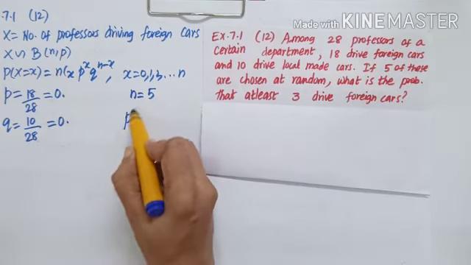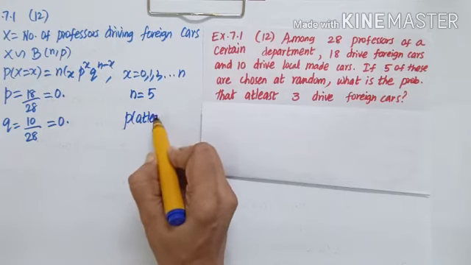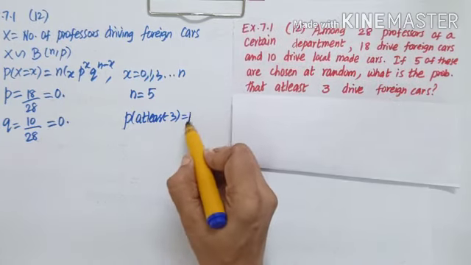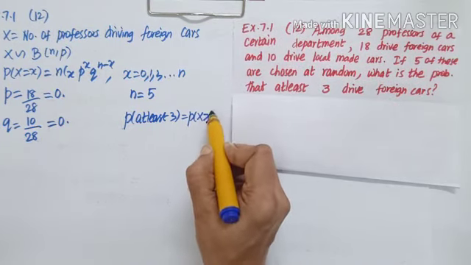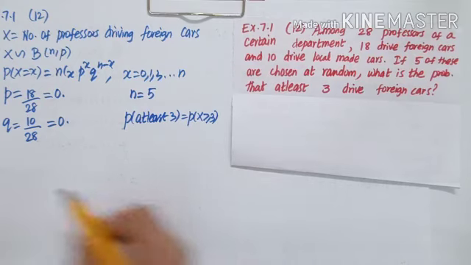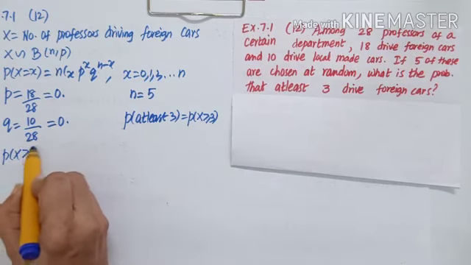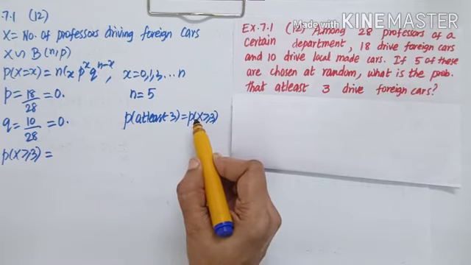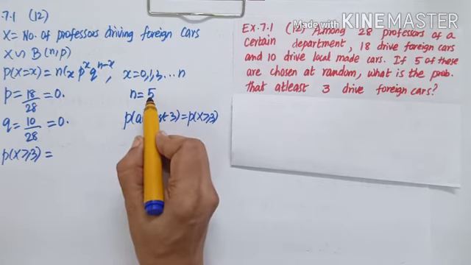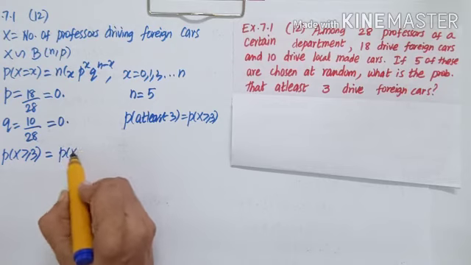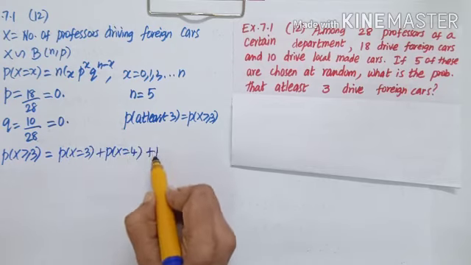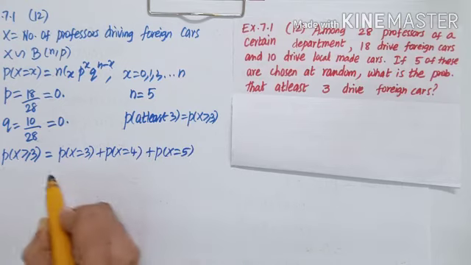Find what? P of at least 3. What do you mean by the words at least 3? P of x greater than or equal to 3. Whenever I want greater than or equal to 3, that is 3, 4, and what is the maximum number? There are only 5 chosen. So P of x is equal to 3, x is equal to 4 and x is equal to 5. Add all this to get the answer.